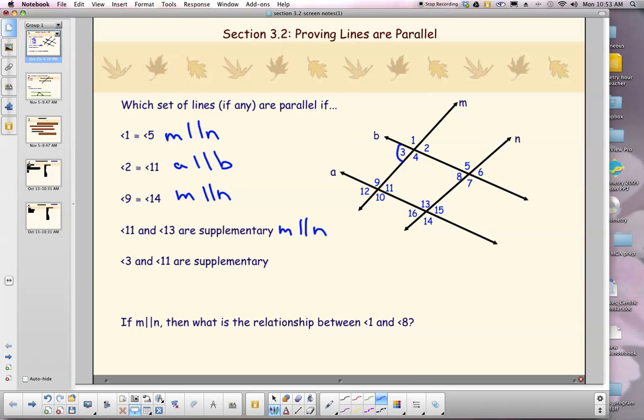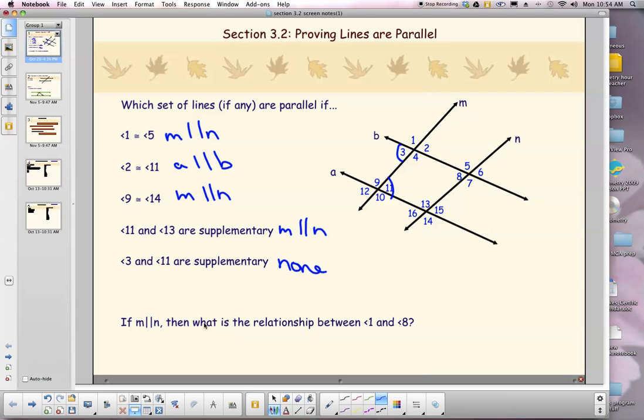3 and 11. 3 and 11 are alternate interior angles. It says here that they are supplementary. In order for the lines to be parallel, we would have to know that 3 and 11 are congruent. So because we know that they're supplementary, that tells us that we don't know any lines are parallel. So in this case, we would have to say none that we know of. If it would have said 3 and 11 are congruent, then M would have been the transversal and A and B would have been parallel. But it says supplementary, so we don't know anything about the lines being parallel then.